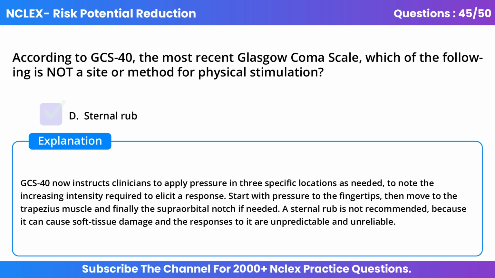GCS-40 now instructs clinicians to apply pressure in 3 specific locations as needed, to note the increasing intensity required to elicit a response. Start with pressure to the fingertips, then move to the trapezius muscle and finally the supraorbital notch if needed. A sternal rub is not recommended, because it can cause soft tissue damage and the responses to it are unpredictable and unreliable.